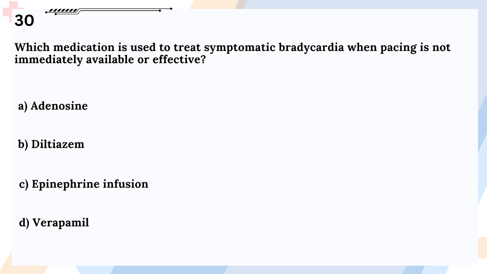Question 30. Which medication is used to treat symptomatic bradycardia when pacing is not immediately available or effective? A. Adenosine. B. Diltiazem. C. Epinephrine infusion. D. Verapamil.